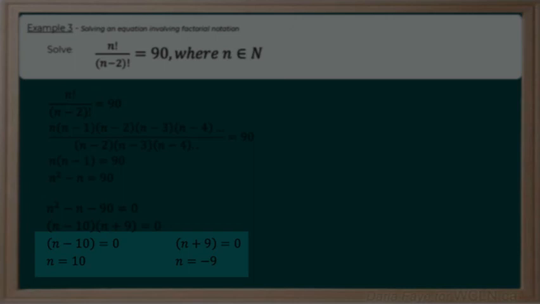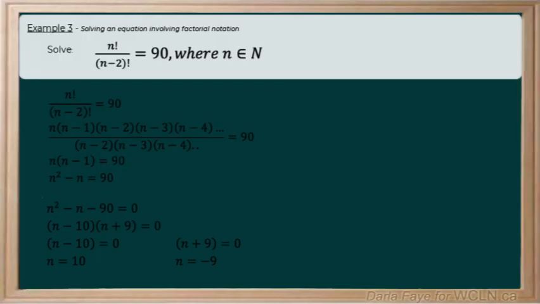But before we check those off as both possible solutions, we just need to make sure that we understand which one of those truly is the solution. So in this case, remember that n can only be defined for natural numbers, which means that our negative possibility here, negative 9, cannot be a possible solution. Therefore, our only solution is n equals 10.